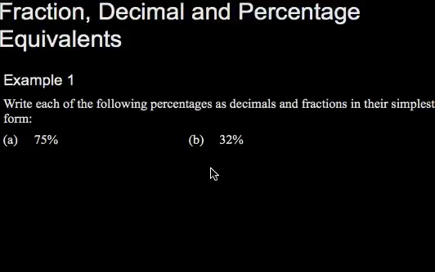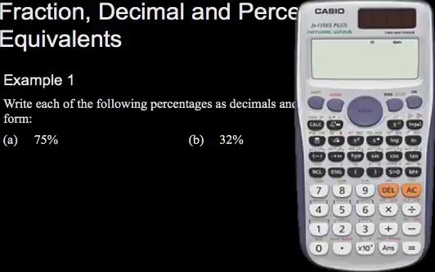If a question ever asks you to convert a percentage into a fraction or a decimal, the easiest way to do it, I think, is by just using the calculator. If you type 75%, well, you can't really do that. The best way to do it is to think about what 75% actually means. Well, percent means per 100, because cent means 100.